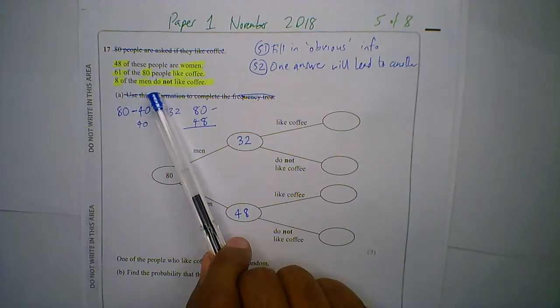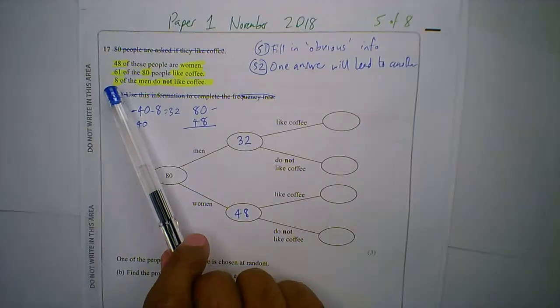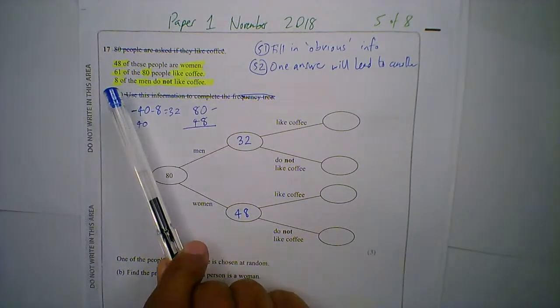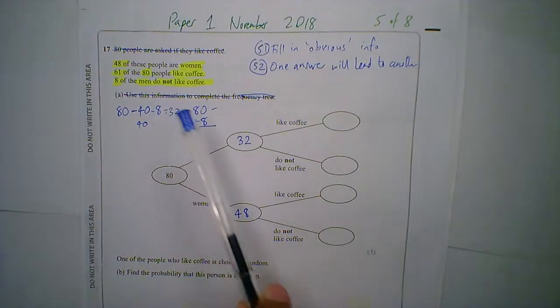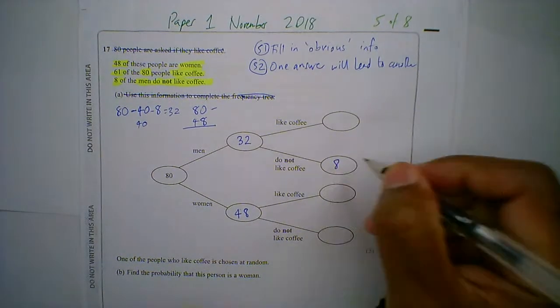Eight of the men do not like coffee. So in this scenario, I'm going to go to this sentence because that's kind of clear for me. 8 of the men do not like coffee. So I'm going to go to 8 men do not like coffee. So this one is going to be 8. So that's my step 1.